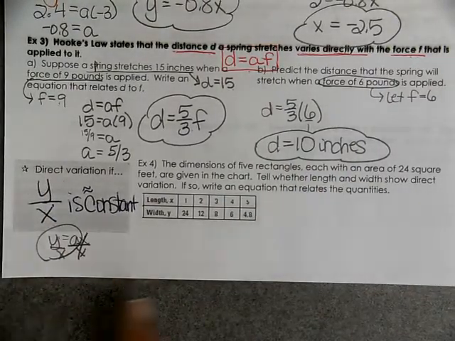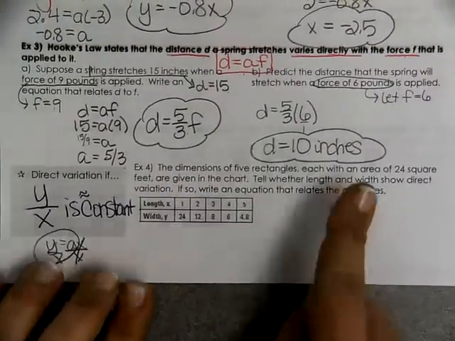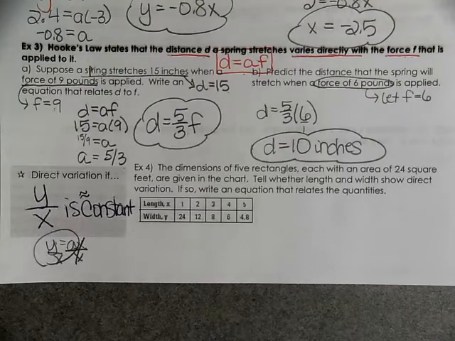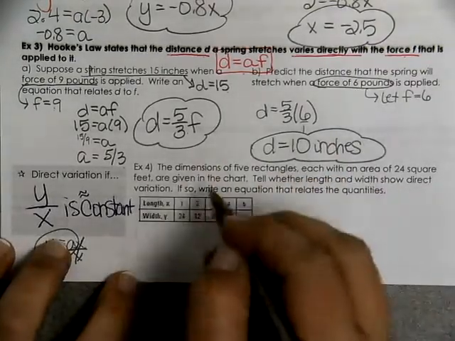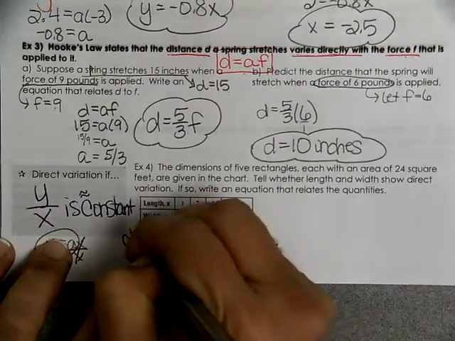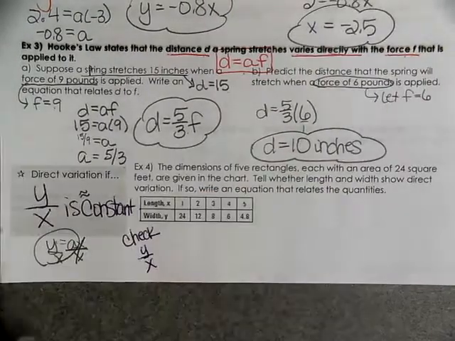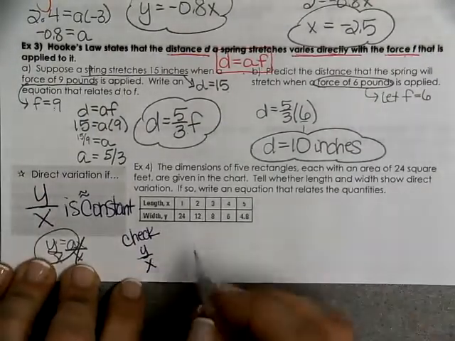And so in that case, if you divide y by x, and that is constant, then that shows that it's direct variation. So this says the dimensions of 5 rectangles, each with an area of 24 square feet, are given in the chart. Tell whether the length and width show direct variation. If so, let's write an equation that relates the quantities. So if we want to see if it is direct variation, what we're going to do is check y over x and see if we get the same answer all the time.